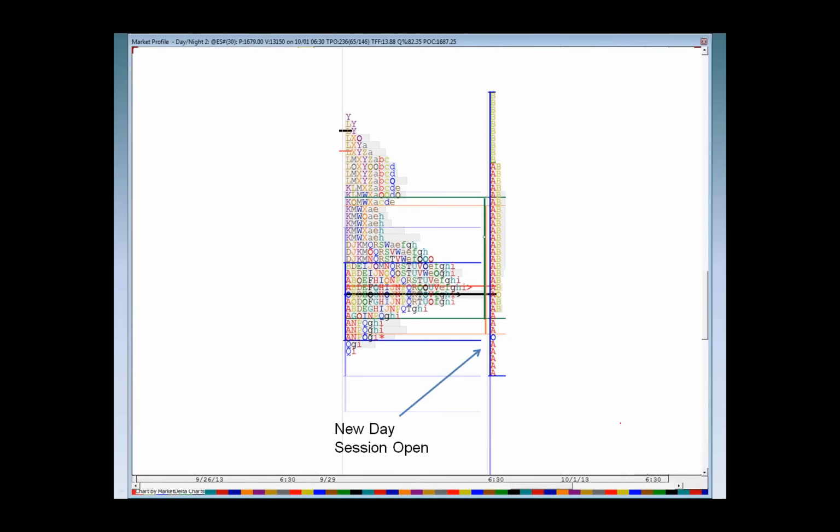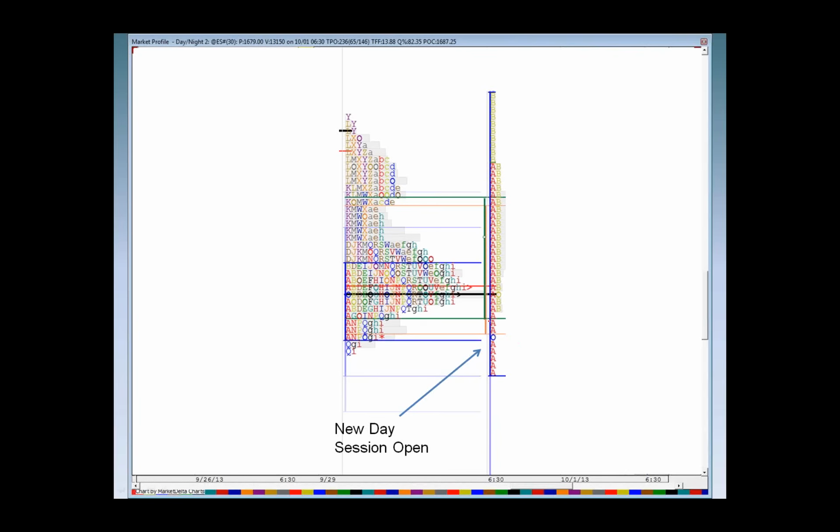Okay. Now, keep in mind that the footprint is an integral and a very important part of this analysis, and the footprint you will only find in MarketDelta. Now, once the new day opens, and now I have the full initial balance, I want you to take a look and see what actually happened.